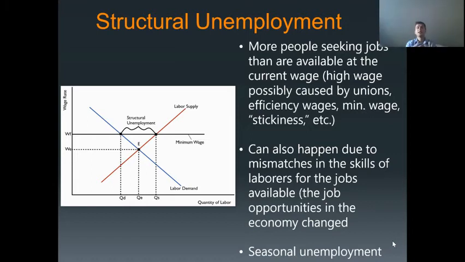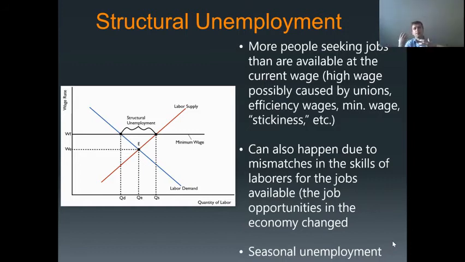Now, what this means is we are always going to have a certain amount of structural unemployment in our system. So this can mean a few things. As I said, it can happen due to mismatches in skills of the laborers for the jobs that are available. So, in other words, your job was taken by a machine. You now no longer have the skills that are needed. So you need to be trained to do something else, or find a better match for your skills.